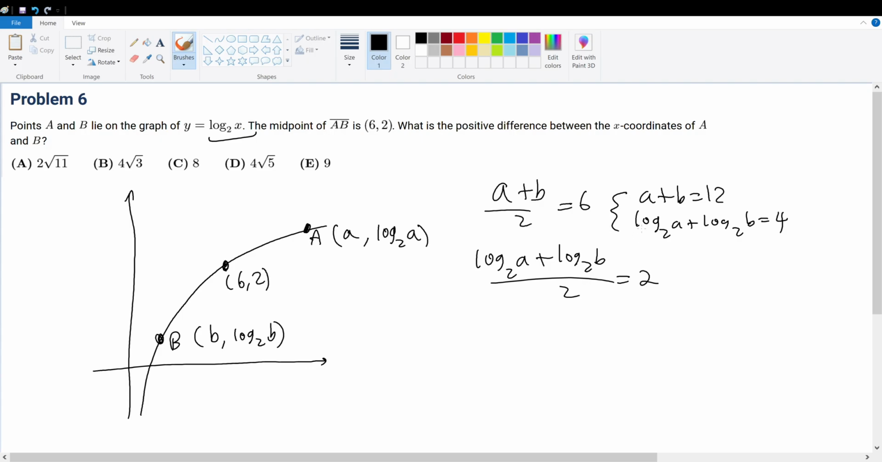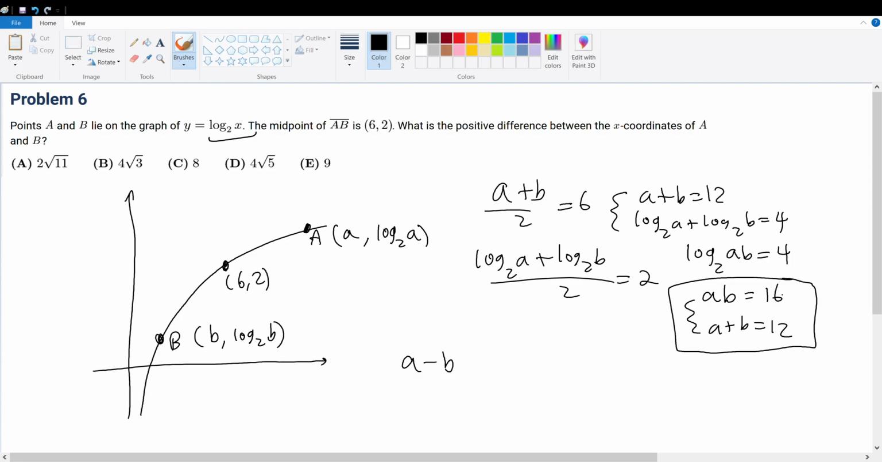And with these constraints, what can we say? We can now simplify the second equation, because log base 2 of a plus log base 2 of b is nothing more than log base 2 of a times b, which is equal to 4, which means that a times b is equal to 2 to the 4, which is 16. So in other words, a plus b is 12 and a times b is 16. I like where this is going. We are trying to find the distance, we're trying to find a minus b. We're given a times b is 16, a plus b is 12.